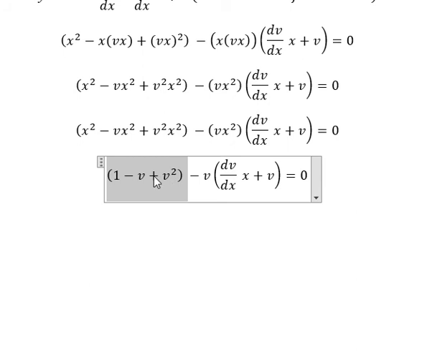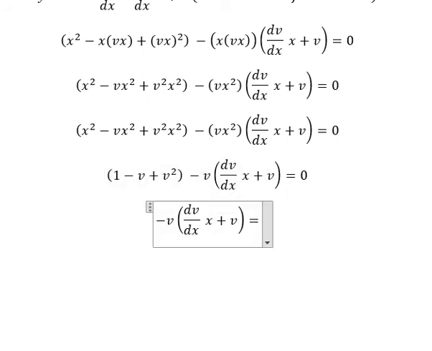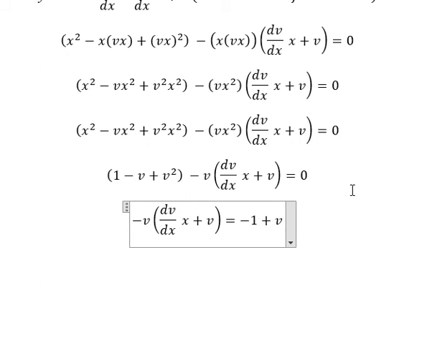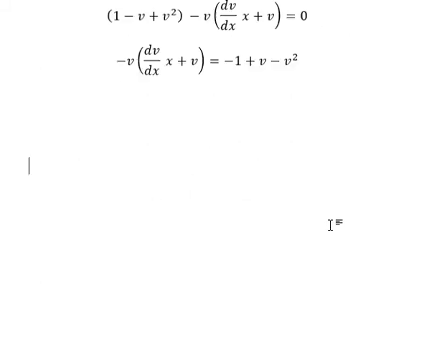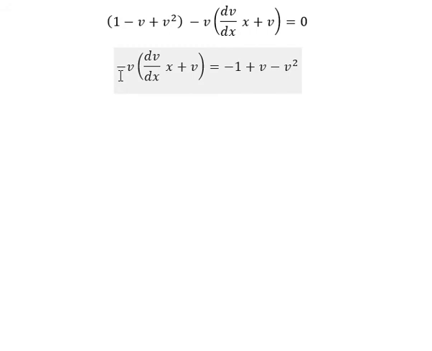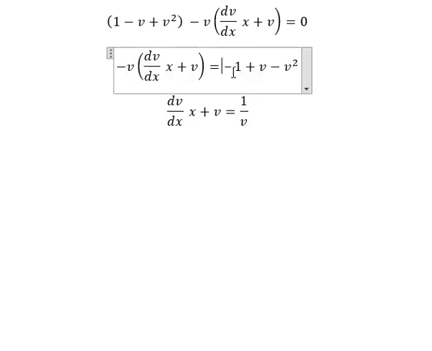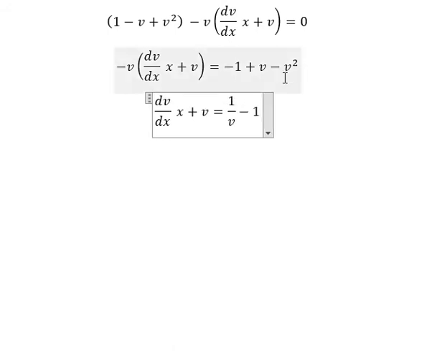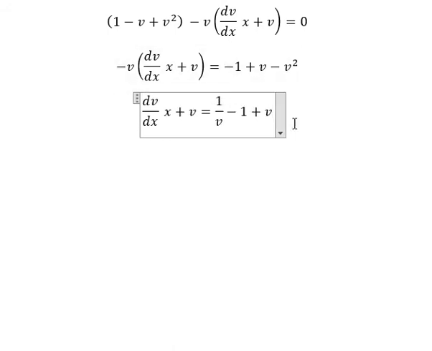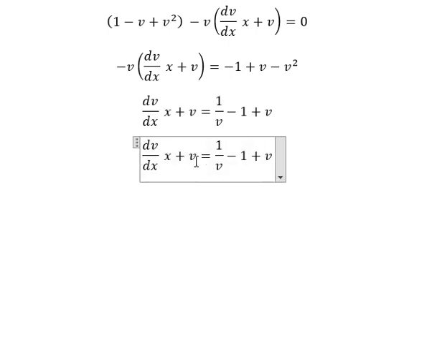Next, we move this one to the right. Next, we divide both sides by negative v. So we will have 1 over v with positive because we have negative with negative. This one we have negative number 1. This one we have positive v. V and v we simplify.